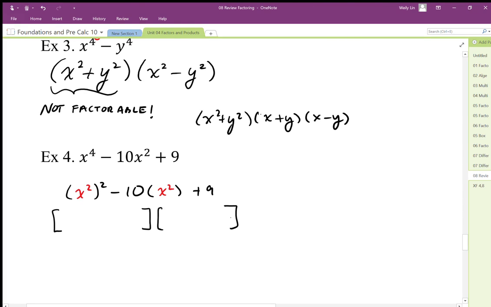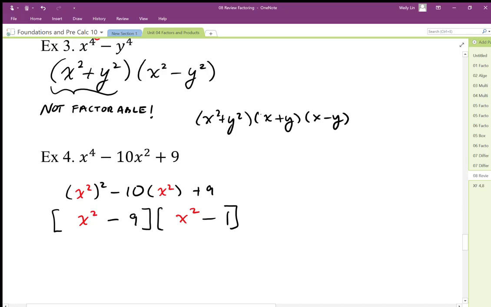So I'm looking for two numbers that multiply to 9 and add to negative 10. Okay, so that's going to be negative 1 and negative 9. So it looks like this. I'm going to do the number parts first. So I'm going to have negative 9, negative 1. That's going to give us a positive 9. And the leading part of that is going to be just x squared.